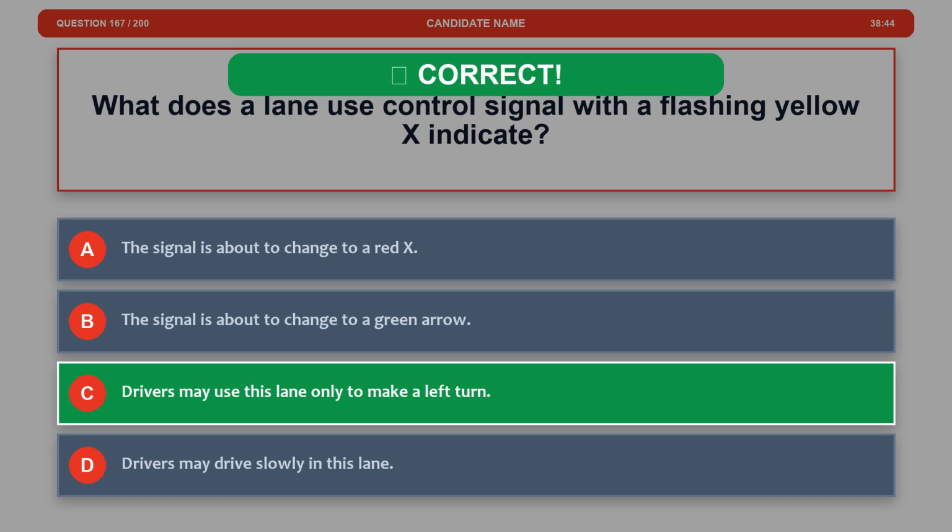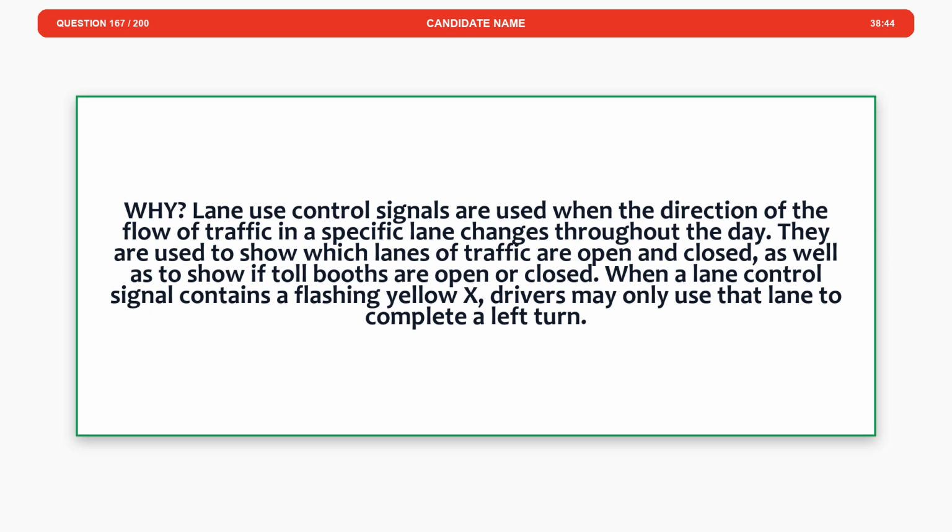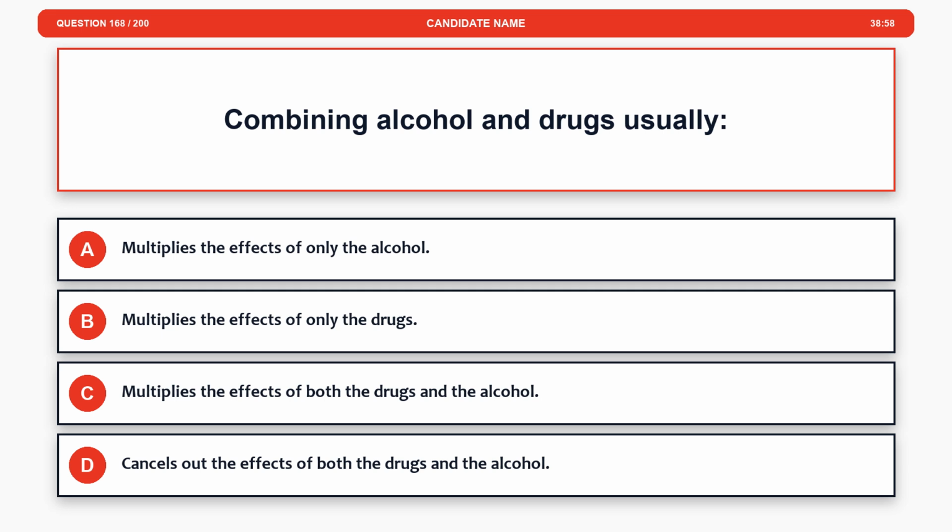The correct answer is option C. Drivers may use this lane only to make a left turn. Explanation. Lane use control signals are used when the direction of the flow of traffic in a specific lane changes throughout the day. They are used to show which lanes of traffic are open and closed, as well as to show if toll booths are open or closed. When a lane control signal contains a flashing yellow X, drivers may only use that lane to complete a left turn.